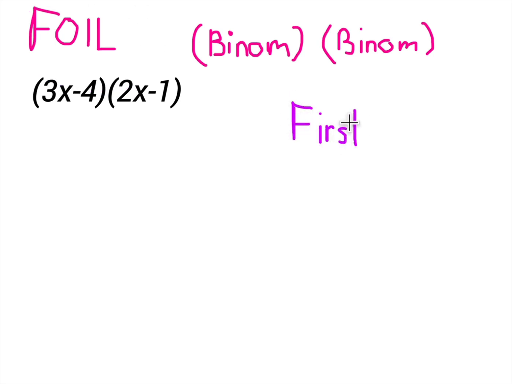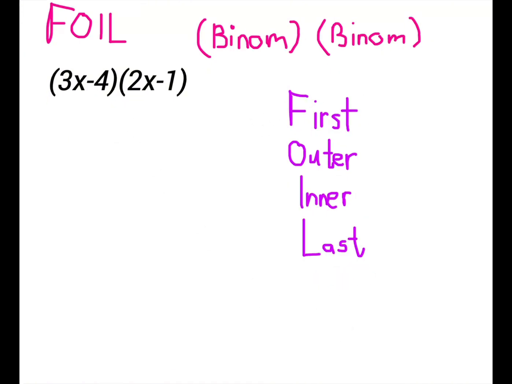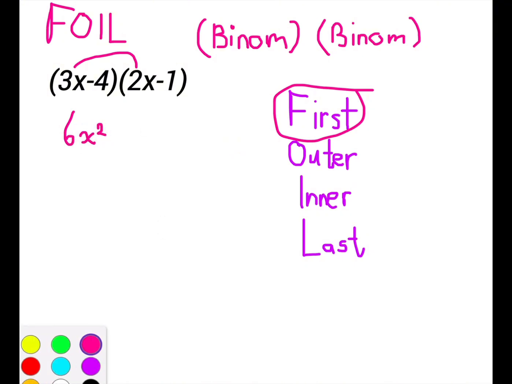So I'm going to break down this acronym. F means first, O means outer, I is inner, and finally L is last. So now what we're going to do is we're going to multiply. For the first step, we're going to multiply the first term of the first binomial with the first term of the second binomial. So we get 6x squared.